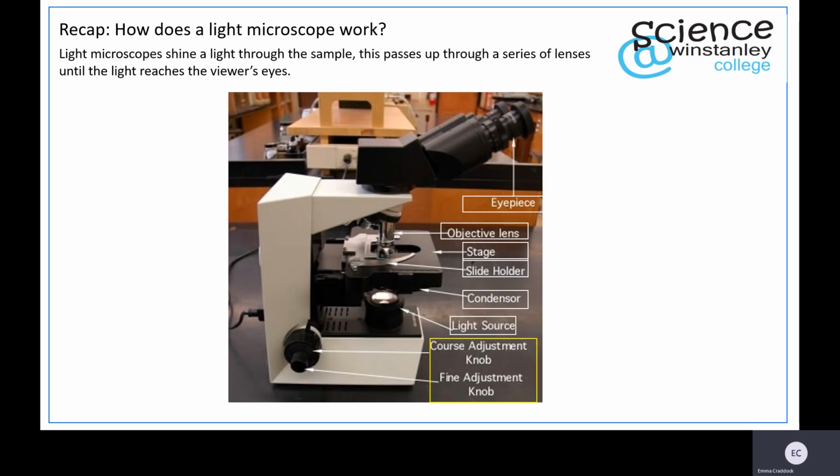So, another little recap is how does a light microscope work? You can see at the bottom of a light microscope, there is a light source. Above that you have a condenser, which controls how much light then passes through the specimen. The specimen is on a slide, which is held by the slide holder on the stage. The light passes through that specimen into your objective lens and then through your eyepiece lens, which then goes to your eyes. As the light microscope uses visible light, you can see your specimen in colour and it will not harm a live organism, so you can view live organisms under a light microscope.